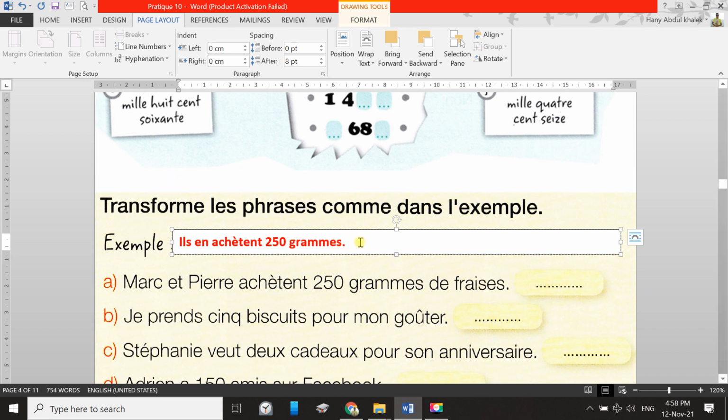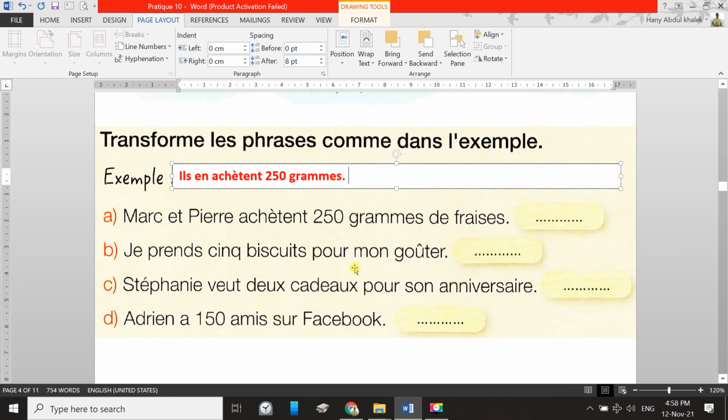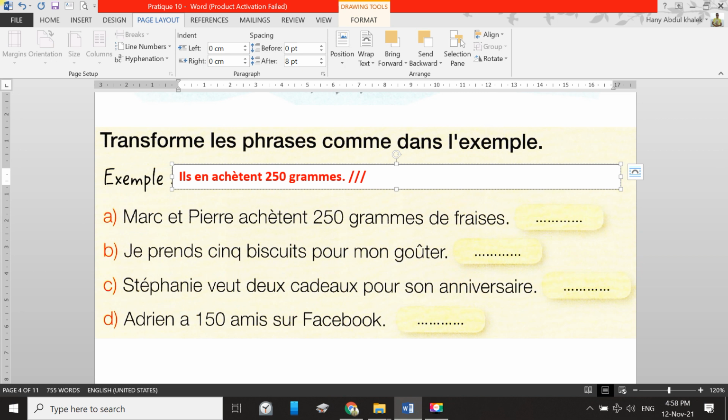But if it's negative, here there's no negative. Okay, no need to put it in negative form. But if we put it in the negative form, we cancel 250 grammes. We write it like that. Il n'achète pas, like that. Il n'achète pas. An apostrophe here. And after that, pas, and don't forget to cancel the expression of quantity 250 grammes.